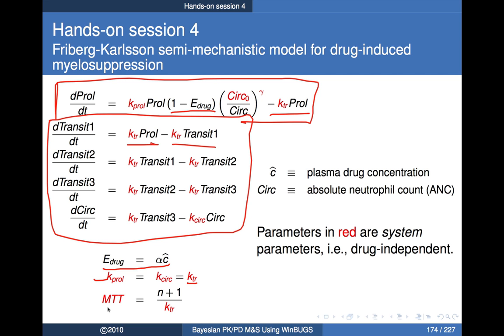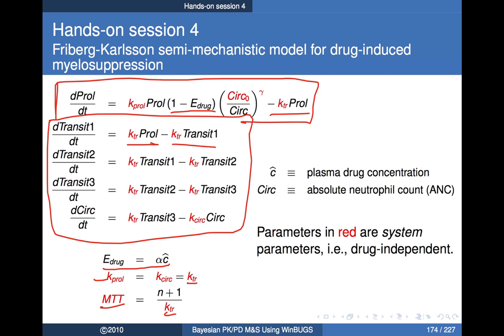And in addition, what we're going to do is parameterize this thing in terms of this mean transit time, and that relates to our KTR according to this relationship. So N here represents the number of transit compartments. So in this case, that's 3, the transit 1, 2, and 3. So it's going to be N plus 1 over KTR. The plus 1 comes from the fact that though we have 3 intermediate compartments, we have a final transfer step at the end. So it's really a count of all these transfer steps leading to the circulating neutrophils. So that's what we're going to be coding.